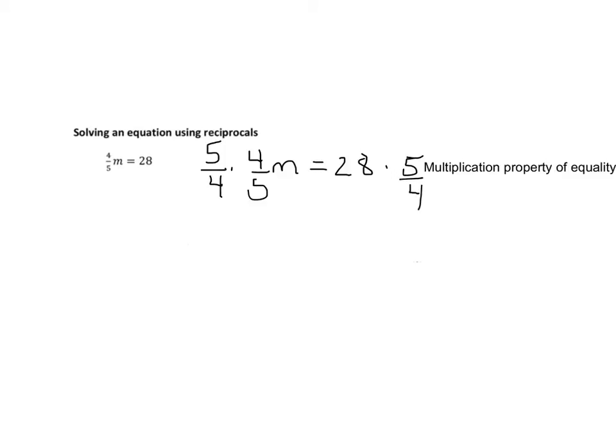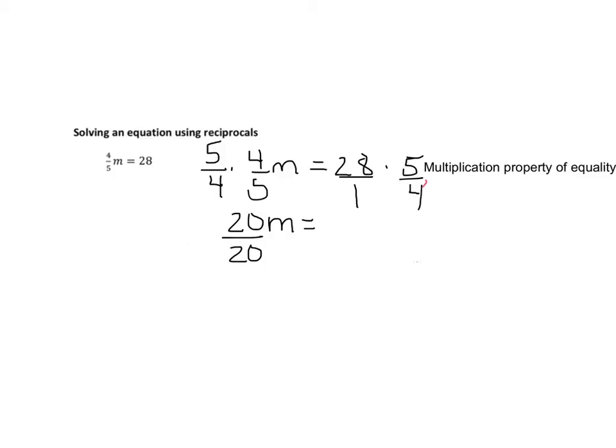We're using the multiplication property of equality, so we're not changing the value of the equations. So we multiply 5 times 4 is 20. 4 times 5 is 20. m. Now we could put 28 over 1. Now you could think about it making this easier by simplifying diagonally, if you remember how to do this.